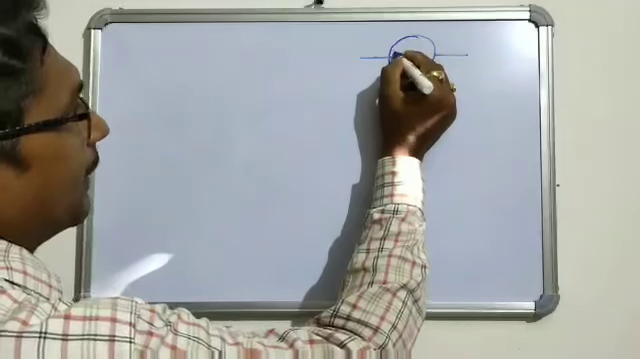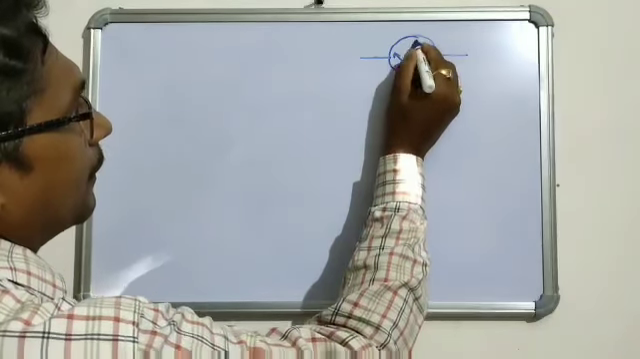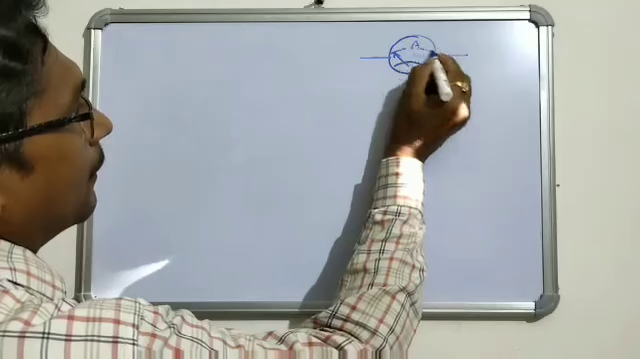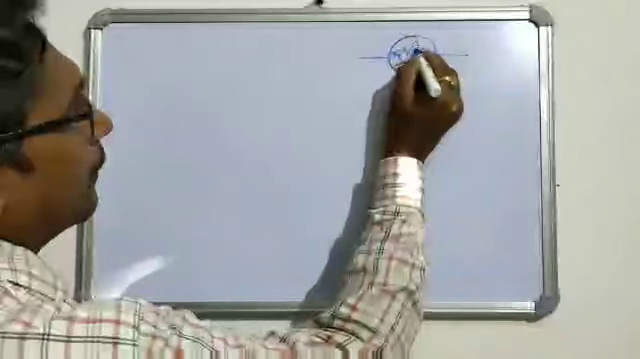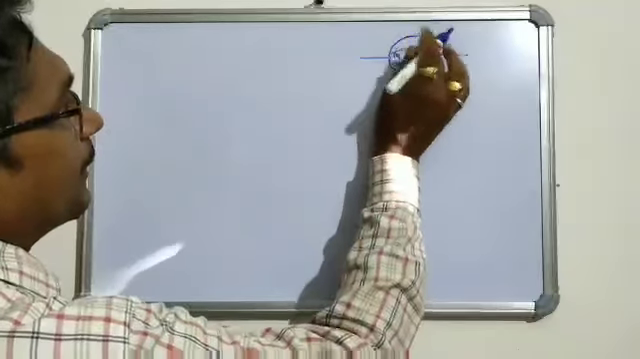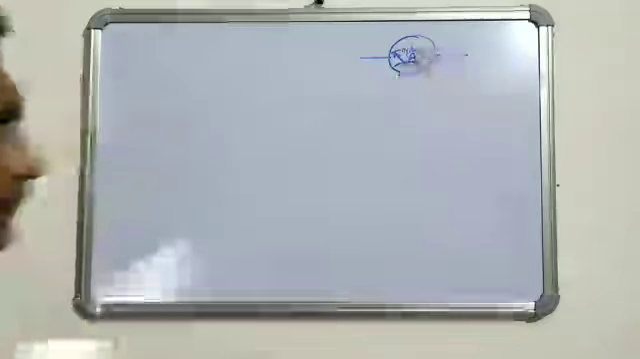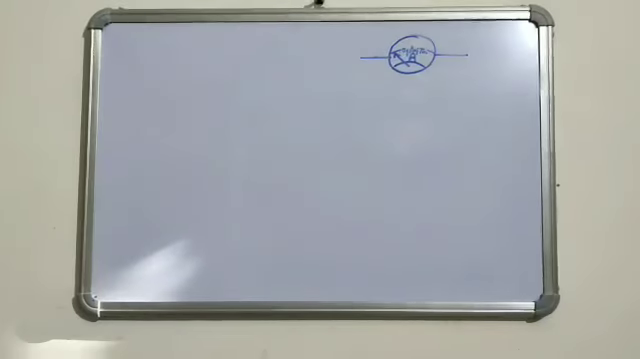Here is an ammeter, and here it is written A. A stands for ammeter. So the device that measures current is called an ammeter.